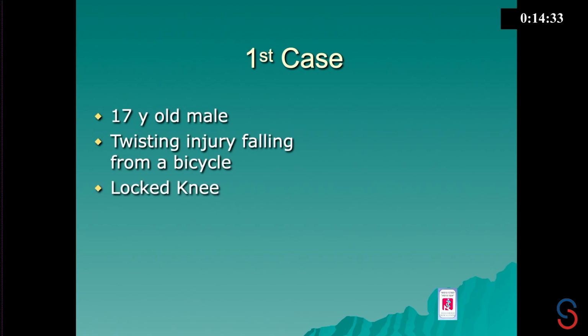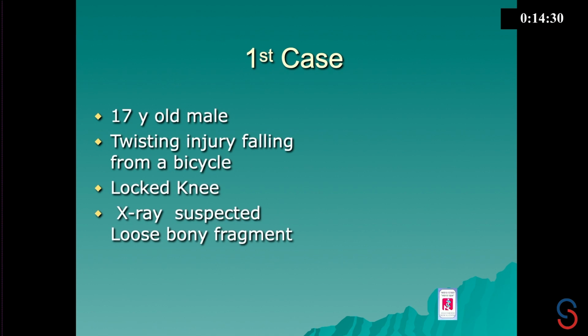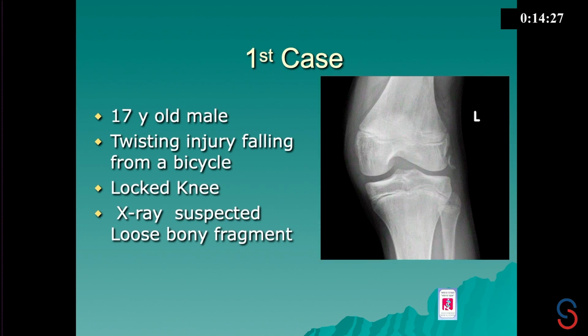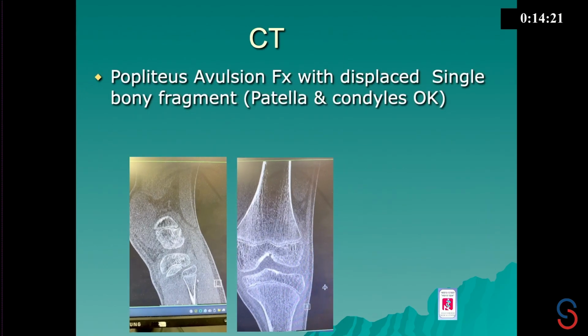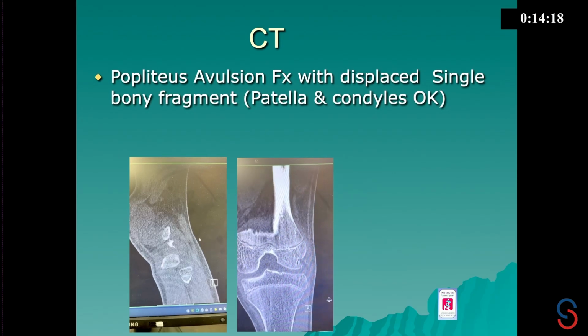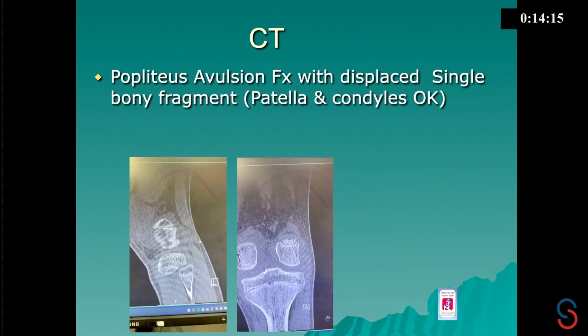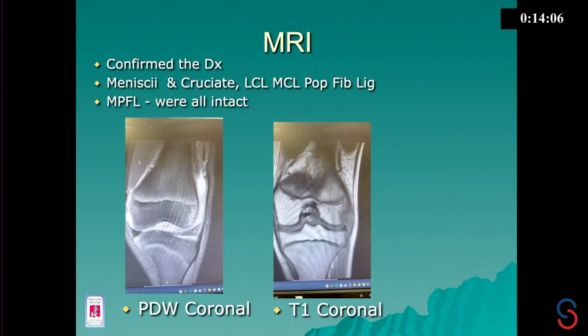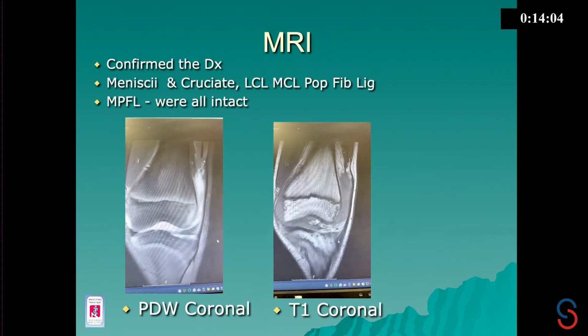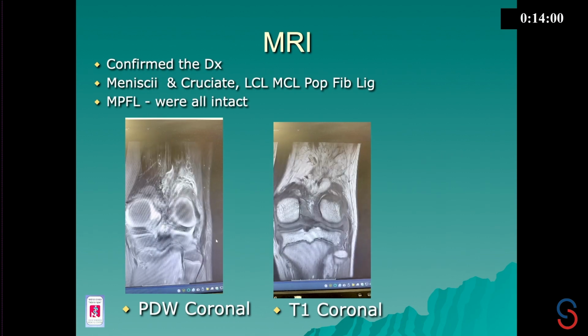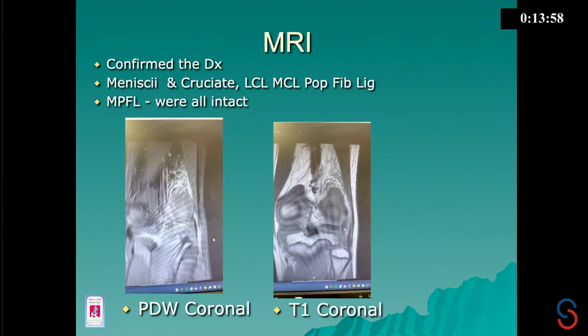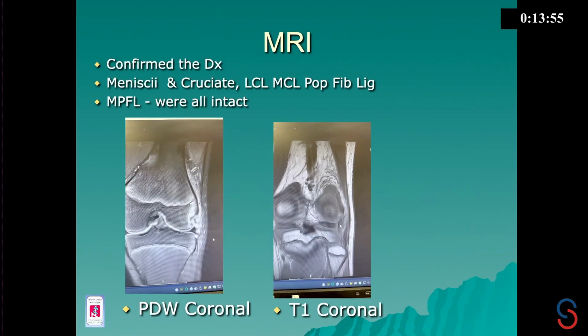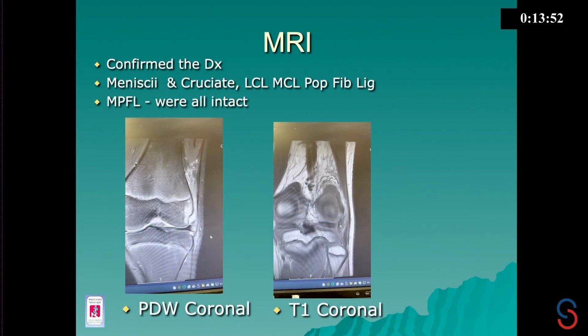He came to us with a locked knee, and the X-ray raised the suspicion of a loose body inside the knee. The CT revealed a popliteus avulsion fracture with a displaced single bony fragment. The patella and the condyles were intact. We confirmed this diagnosis with an MRI, which also showed that the menisci, cruciate ligaments, LCL, MCL, popliteofibular ligament, and MPFL were all intact.